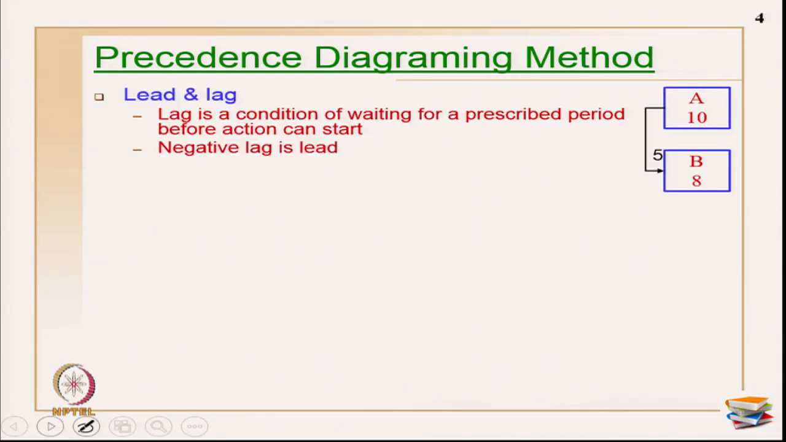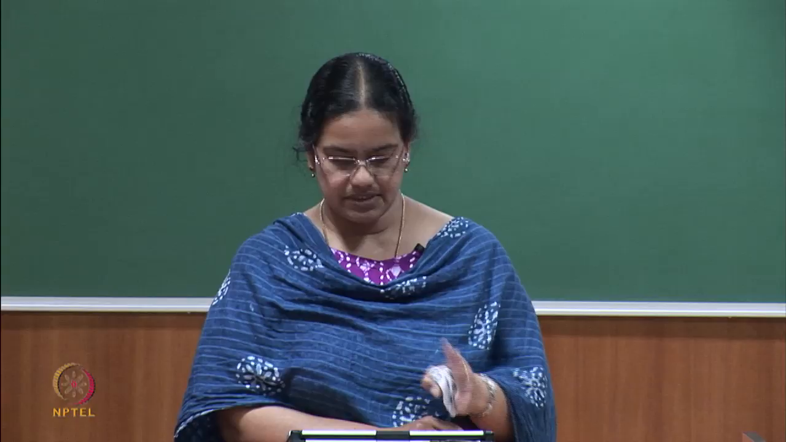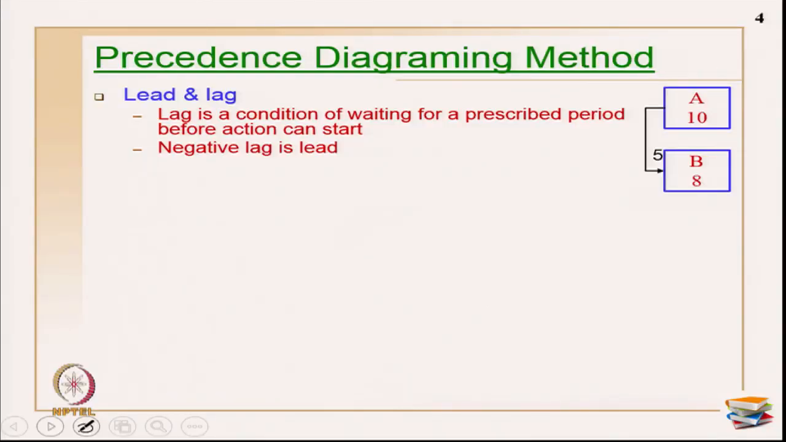So, next is lead and lag. As I told you, the two main functionalities in PDM are the other types of relationships and the lead and lag, which is not available in CPM. So, what is a lag? Lag is a condition of waiting for a prescribed period before action can start. I have given an example here.